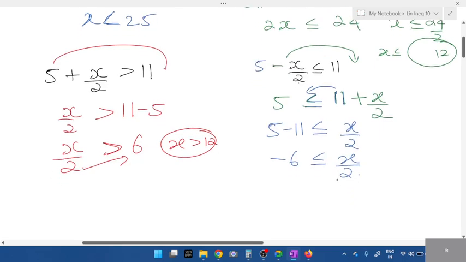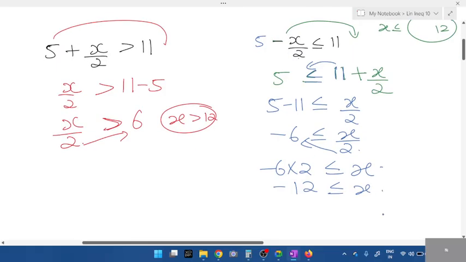Multiply. We are not talking about this minus 6, students. Don't look at minus 6. Look at this 2. Is 2 positive or negative? Positive. If you are shifting, will the sign change? No. A positive number, the sign will not change. It remains as it is. So what's the answer? Minus.